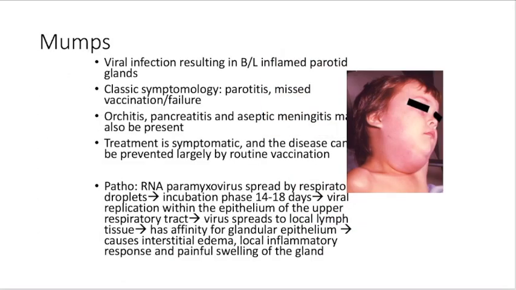Next up is mumps. So this is a viral infection that results in bilateral inflamed parotid glands. So this is kind of that classic look here. And then the parotitis, and missed vaccination or vaccine failure would be what would lead you to a high yield suspicion of this diagnosis. Orchitis, pancreatitis, and aseptic meningitis may be present and may cause a sequela of complications that could be quite detrimental for the patient.